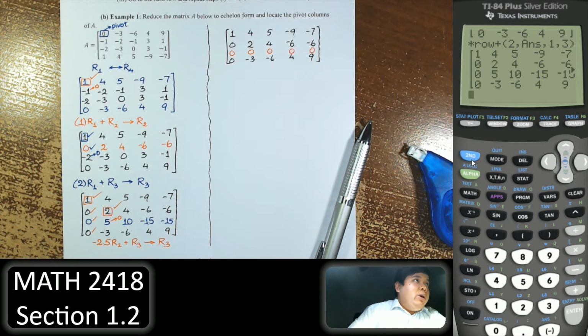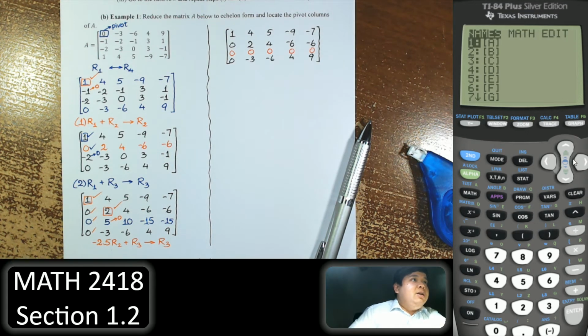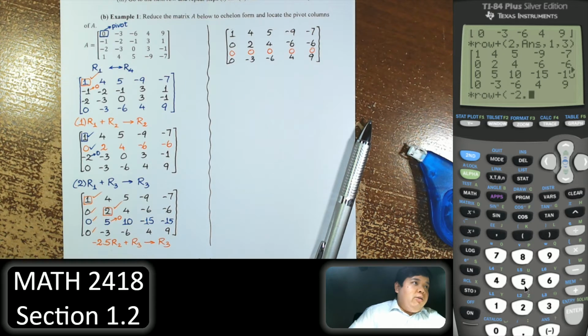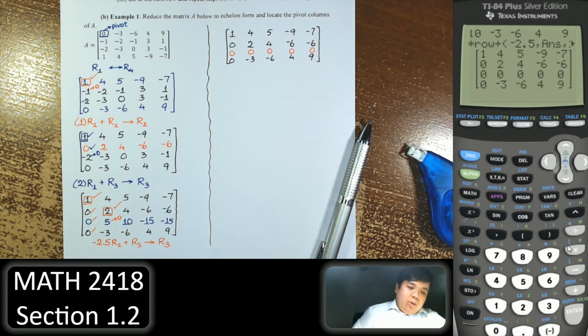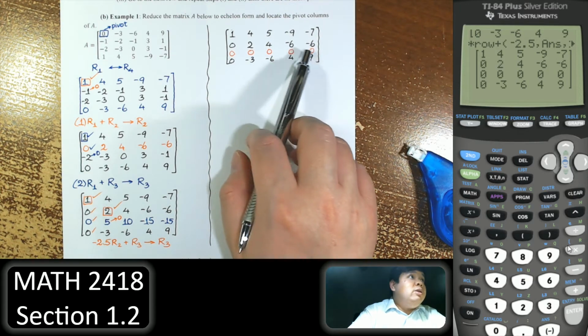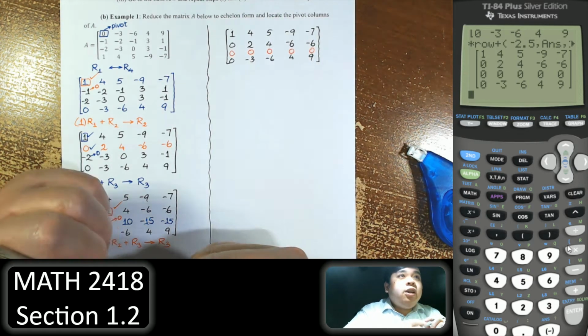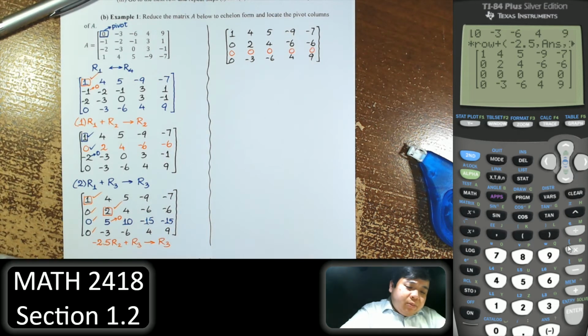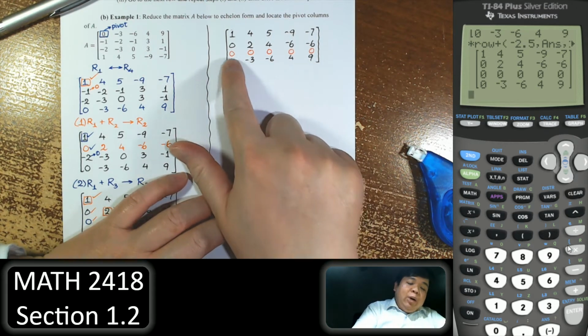So what we do is negative 2.5 apply to the matrix. Negative 2.5 times row 2 plus row 3 and store into row 3. Right, so we have what? 1, 4, 5, negative 9, negative 7, 0, 2, 4, negative 6. Right. Here we have a row of 0.